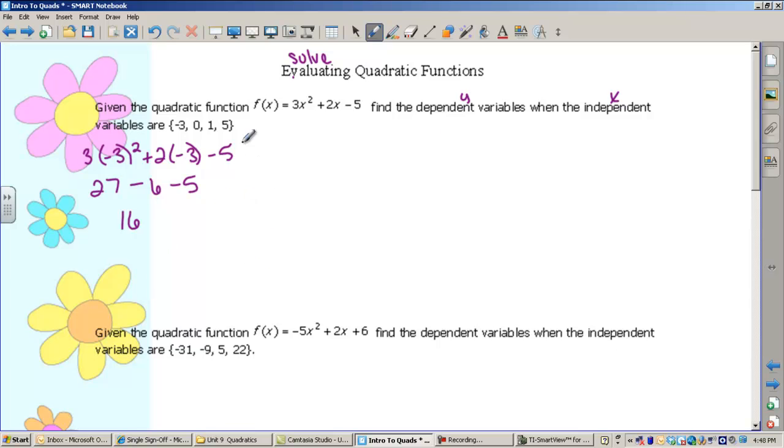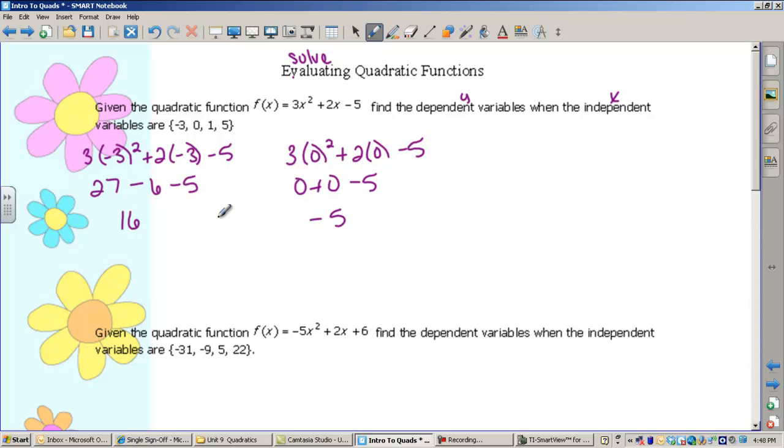And so then you get to repeat it for the 0, 1, and 5. So we'll do it again for the 0. So I will plug in 0. So I have 3 times 0 squared plus 2 times 0 minus 5. I love it when they're zeros because this just makes 0. That makes 0. And that's minus 5. Well, that 0 plus 0 is 0 minus 5 is negative 5.